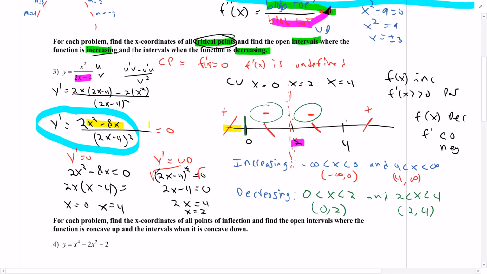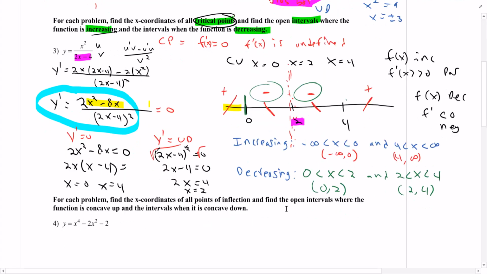It's an asymptote. The function doesn't actually exist there, so there's no function value at 2, so you can't really include it in your intervals of increasing and decreasing. Okay, so we're done with that.